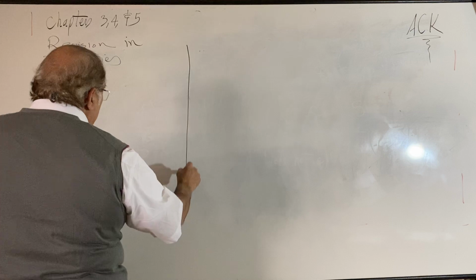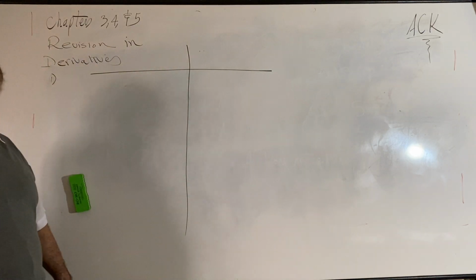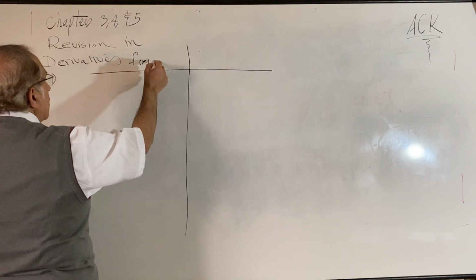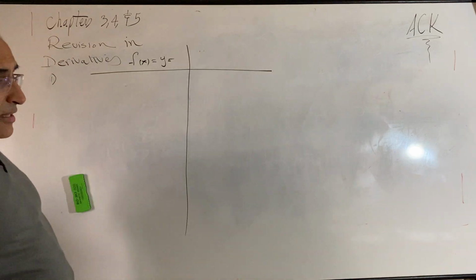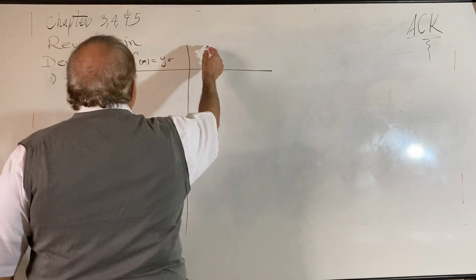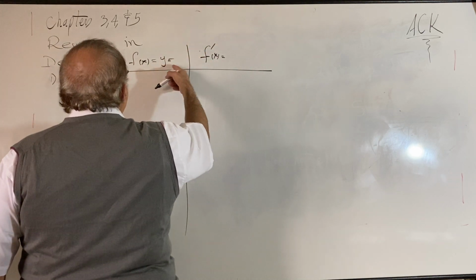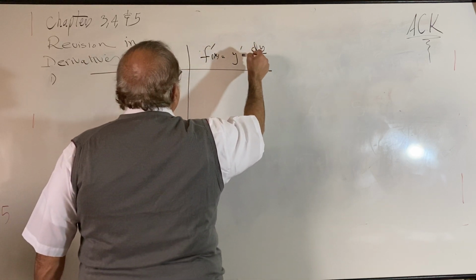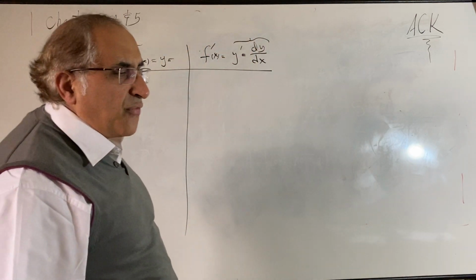As usual, I love to make a table. On the left hand side, I'm going to write the function I need or the equation I need. On the right hand side, your job is to tell me its derivative. So if I give you f of x, you will give me f prime of x. If I give you y, you either write y prime like this, or you write dy/dx. Any one of those, I'm happy. This is called the first derivative.